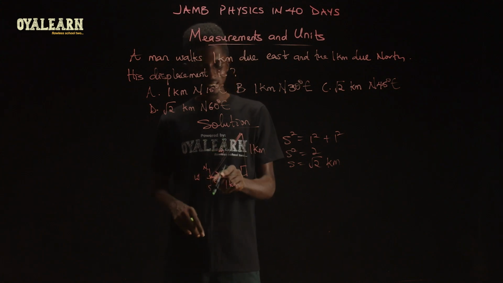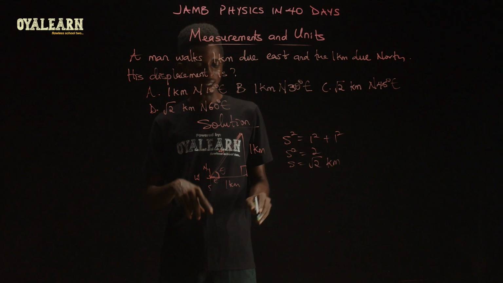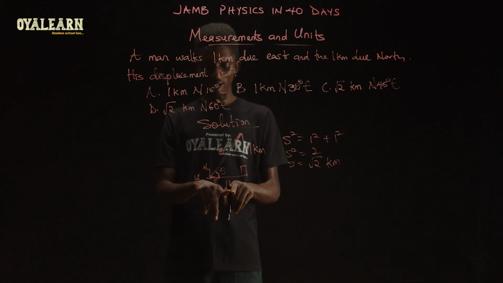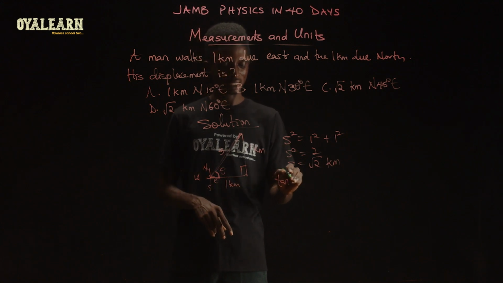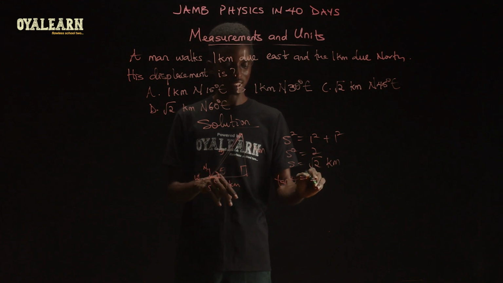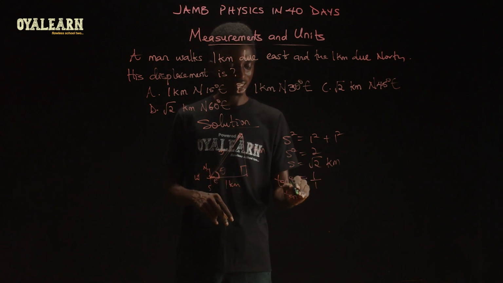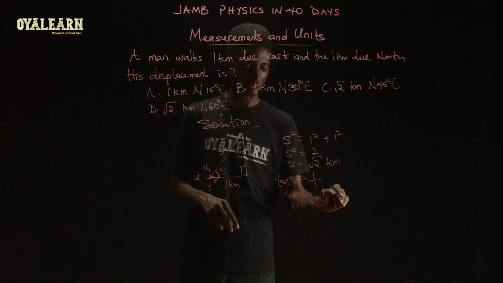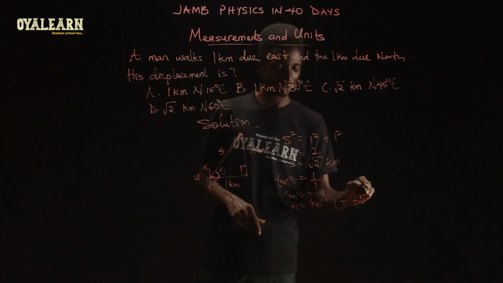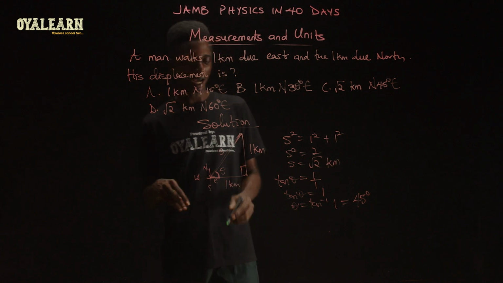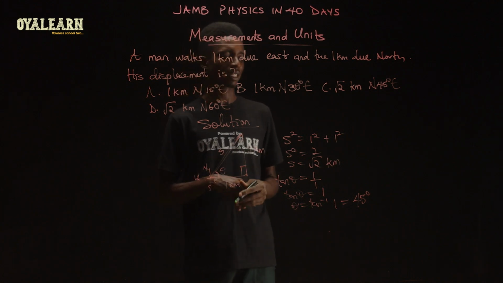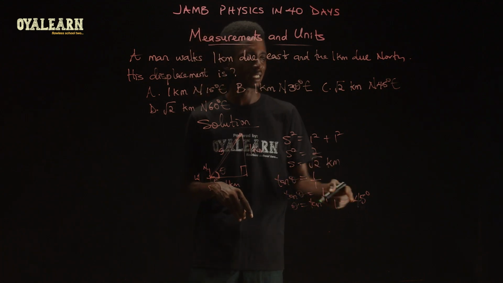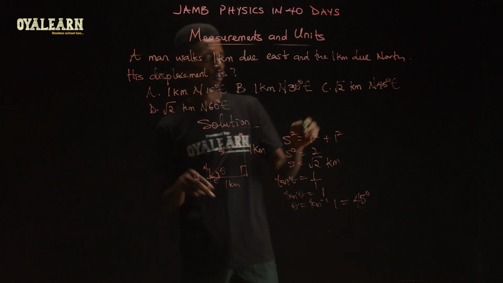Now to get this angle here, let's call that theta, right? We can apply tangent because tangent of theta will be opposite over adjacent, right? So if we apply tan theta equals opposite, which is 1, over adjacent, which is 1. So we see that tan theta is 1. So which implies that theta is tan inverse of 1. And that will give us 45 degrees. So if we have all of these and we know that this is northeast, therefore the correct answer will be square root of 2 kilometers north 45 degrees east. And when we look at all the options provided, the correct one is option C.